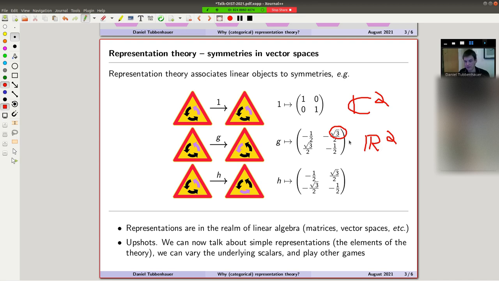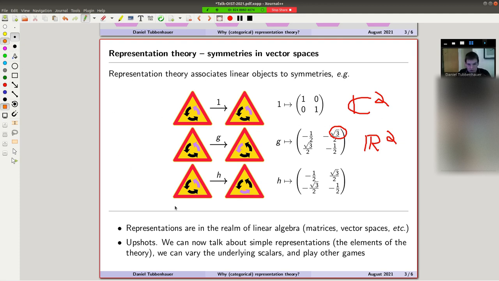Don't look too much at the entries, by the way, it doesn't really matter. The point is these are matrices, so in the familiar realm of linear algebra, and one of the main slogans of mathematics from the last 150 years was that linear algebra is the easiest part of mathematics. Everything in linear algebra can be solved by some form of an algorithm. You can compute everything you want using some form of an algorithm, which is great. So representation theory pushes this abstract study of symmetries into the realm of linear algebra, so into the realm of algorithms, which is really the point why it is so powerful. Symmetries are everywhere and linear algebra is easy. So a merge of those two.